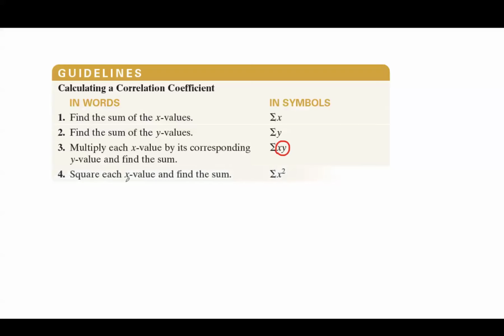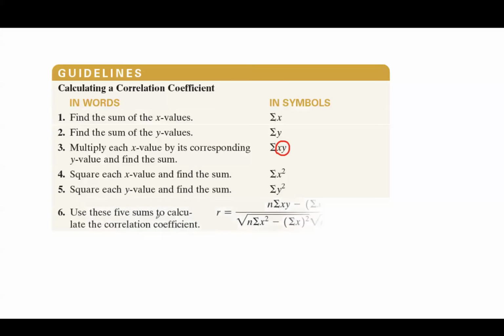Step 4, square each X value and find the sum. So X multiplied by X and then add them all together. 5, square each Y value and find the sum, the summation of Y squared. 6, use these 5 sums in previous steps to calculate the correlation coefficient.